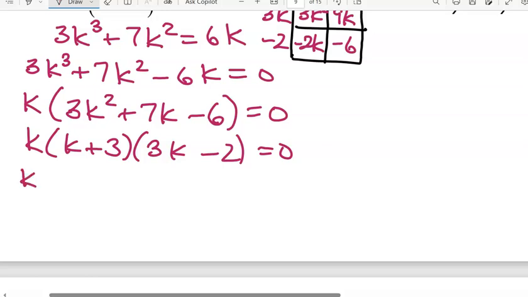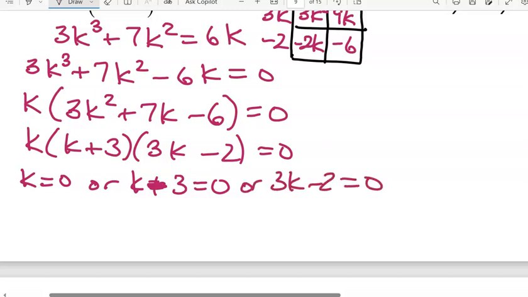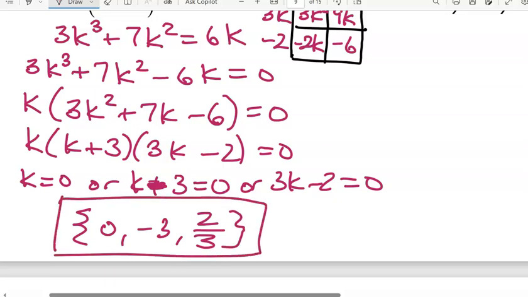Now, if the product of factors is equal to 0, then all the factors can be set equal to 0 in order to find the solutions. So k equals 0 or k plus 3 equals 0 or 3k minus 2 is equal to 0. That's going to give us three solutions: 0, negative 3, and positive 2/3. It doesn't matter the order in which you give these solutions.